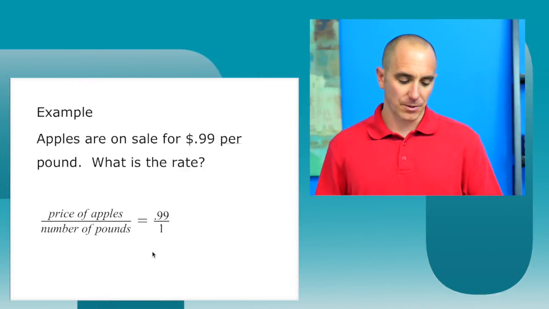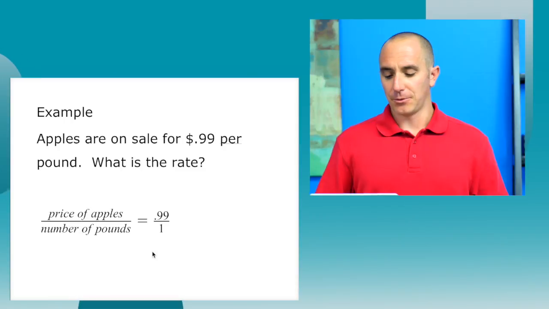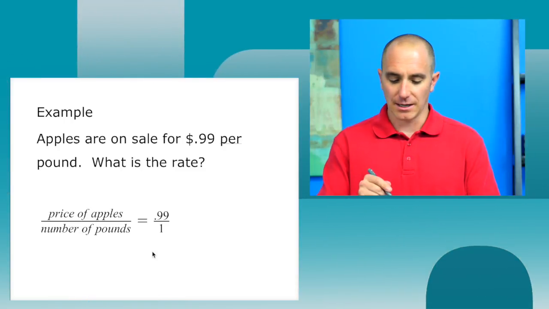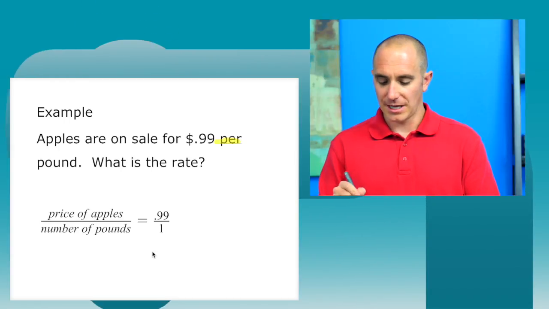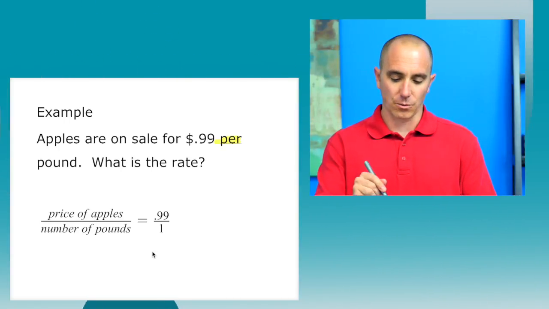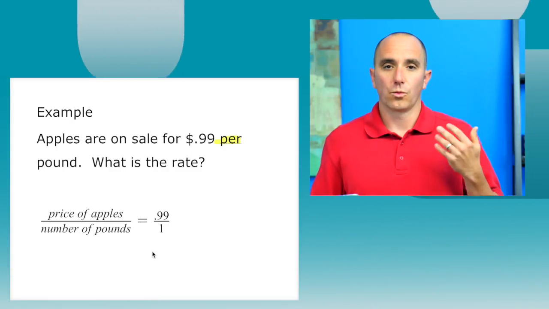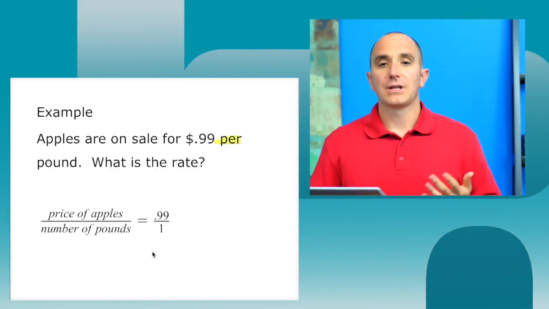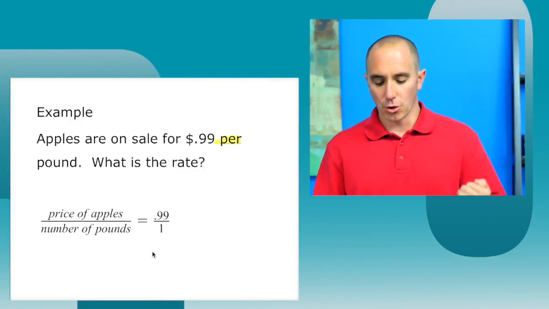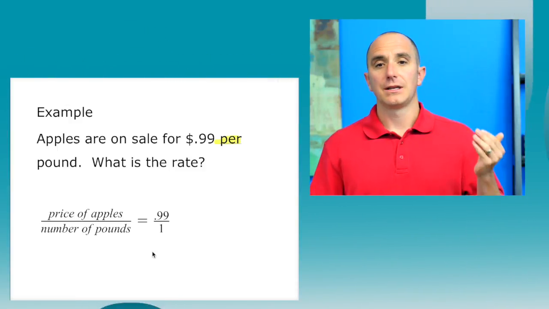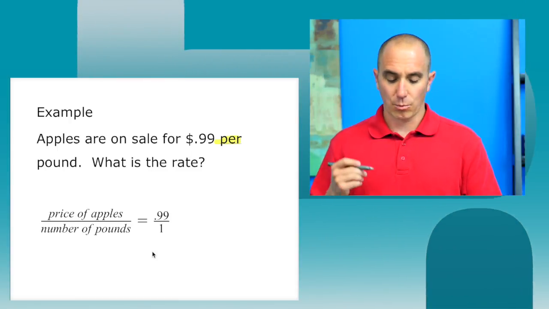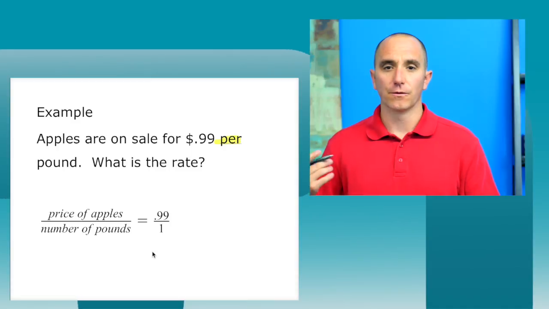Let's look at another example. We have apples, and they're on sale for 99 cents per pound. There's that word again, per. That's really tipping you off that we're talking about a rate. When we talk about this rate, we're asking how much do the apples cost? It's 99 cents per pound, so you put the price of apples over the number of pounds, which would equal 99 cents over 1. So that would be your rate. 0.99 or 99 hundredths over 1.